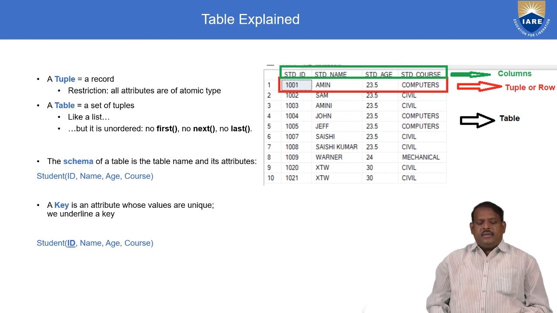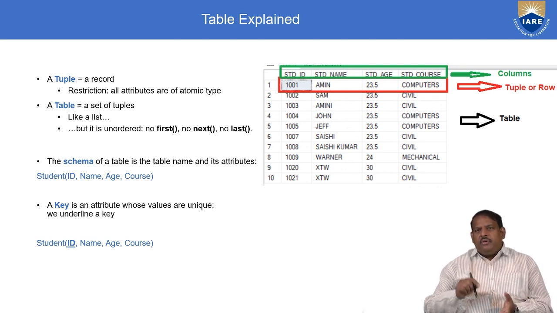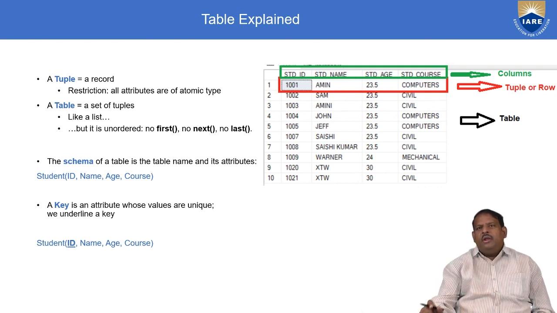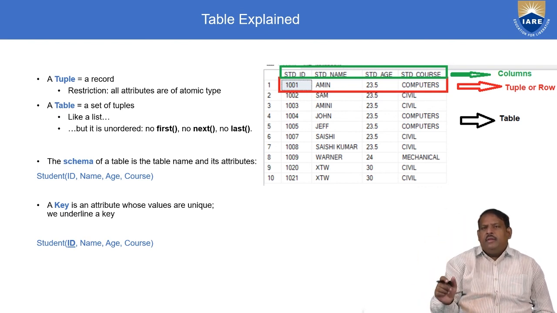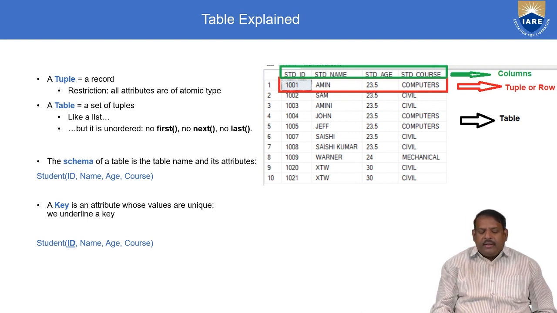A key is an attribute whose values are unique. We underline a key. What is a key? A key is a pointer to a record by which you can uniquely identify it. Suppose I go to college and say roll number 103, then only one person will get up. That means 103 is unique here. By that, I will be able to get his entire record.